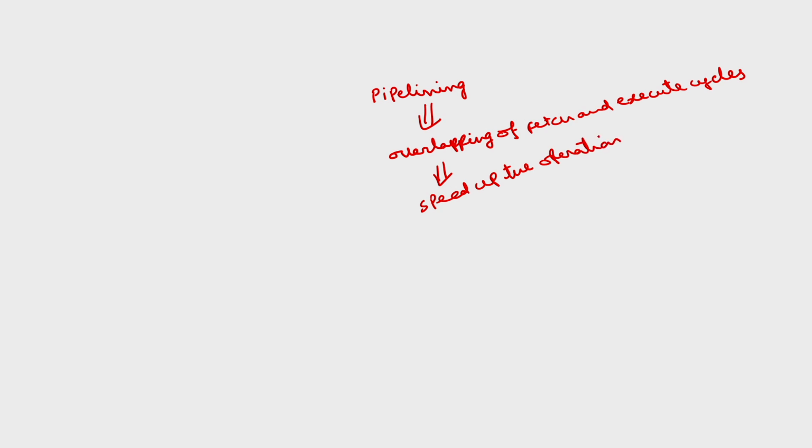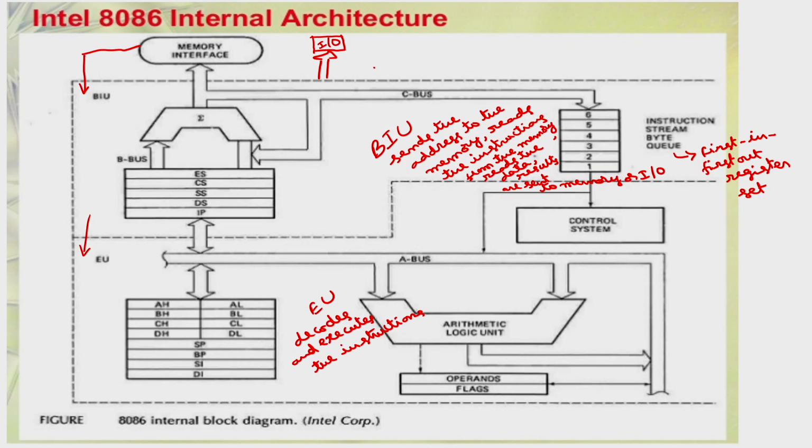This is the advantage of this 6 byte instruction queue. While the microprocessor is executing the first instruction, we can store 6 bytes here. Now the microprocessor will take the instruction from the instruction queue. If the queue has space for at least 2 bytes, only then will the BIU fetch instructions from the memory. From the memory the instructions go to the instruction queue, from the instruction queue to the execute unit, and after execution the results are sent back to either the memory or an IO device.